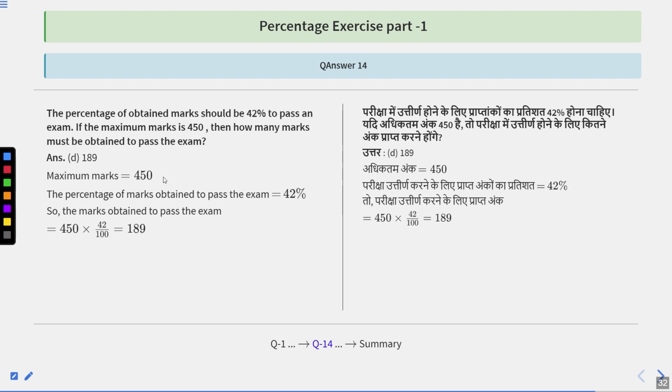So, maximum marks are 450, and if someone has to pass, he has to score 42%. So 42% of 450 is going to be 450 into 42 upon 100, that is 189 marks. So to pass that exam, anyone should score 189. Option number D is the right answer.